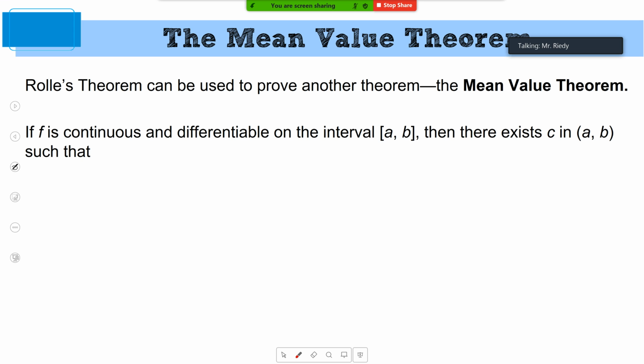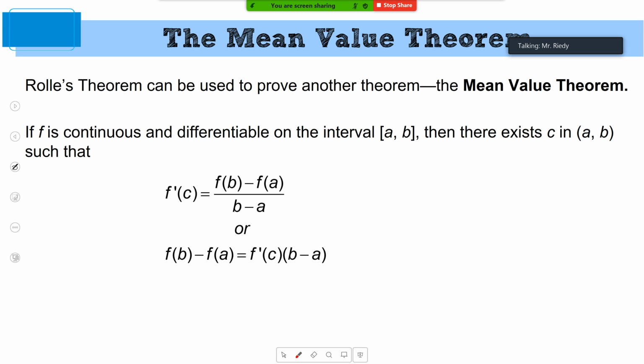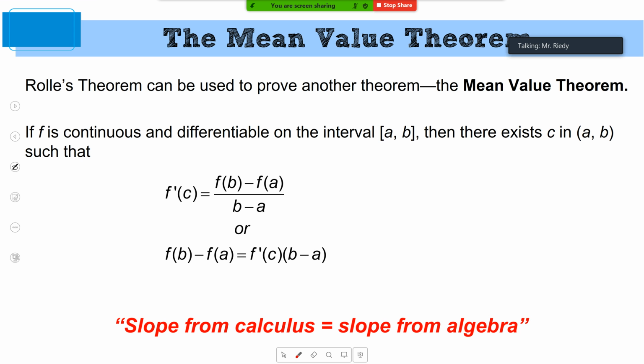Okay, so f is continuous and differentiable on the interval from a to b. There exists a c in a to b such that, wha-bam! That is a train wreck. That jumped pretty quick. What's going on? I'm confused. It's simpler than you think. It'll make more sense when I show you a picture and work you through an example. But the thing you want to remember with the mean value theorem is the slope from calculus is equal to the slope from algebra. So write that down.